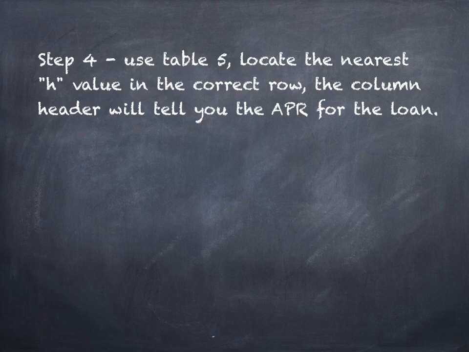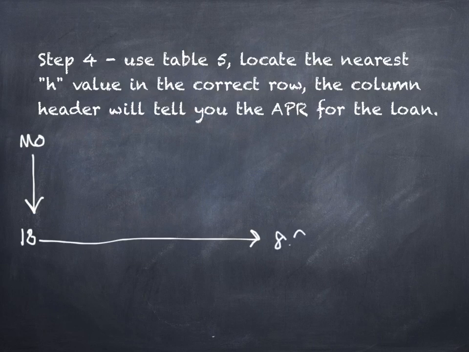So visually, let me draw this on here for future reference. Visually, we go down the months column. We're going to look for 18, right, on this particular problem. We're going to go across until we find the closest thing possible to 9, and it's not 9 exactly. What is it? 8.93. So far, so good? Did everybody find the 8.93?